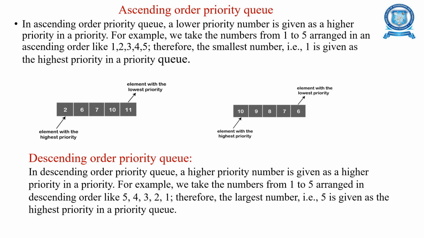In a descending order queue, the higher value is given the higher priority. For example, we take the numbers from 1 to 5 arranged in descending order. In the diagram we can see 10, 9, 8, 7, 6. So 10 is taken as the element with the highest priority and 6 is taken as the element with the lowest priority.